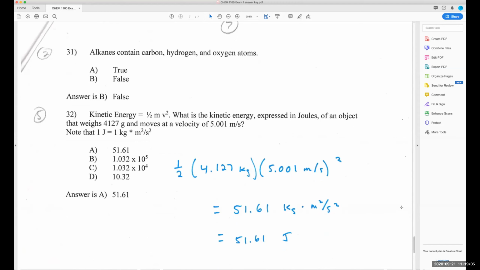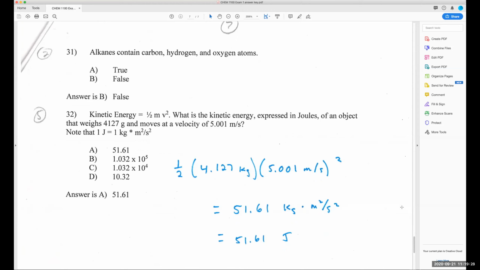Alkanes contain carbon, hydrogen, oxygen atoms. That's false. Alkanes are just carbon and hydrogen. And then finally, a kinetic energy calculation. So here we were given the kinetic energy formula, 1/2 times mass times velocity squared. And we wanted to calculate that kinetic energy in joules.